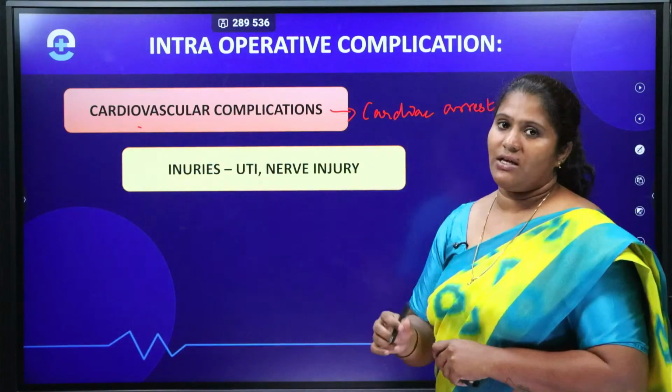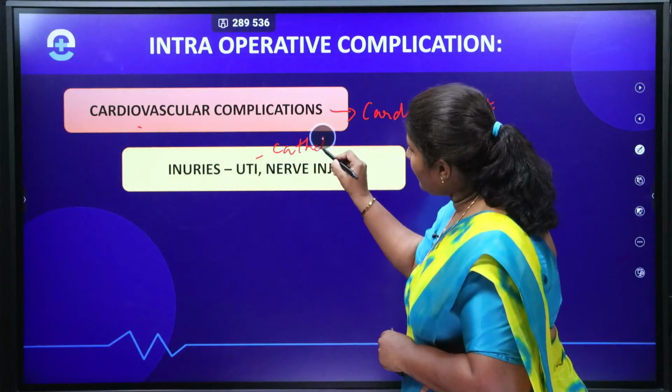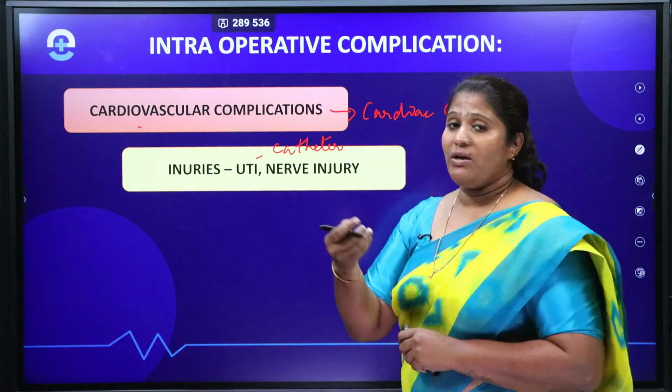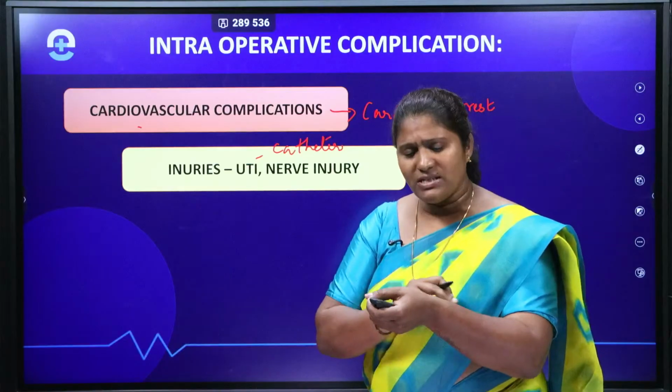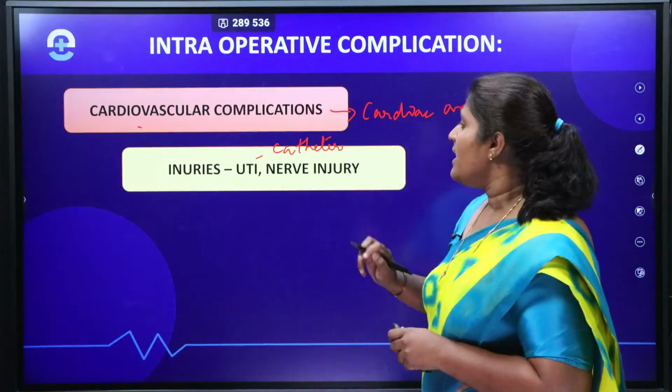Next, injuries. Injuries occur when we are using a catheter. With a urinary catheter, what will happen? A UTI will take place. Nerve injury: we are making an incision, and there are nerves and small blood vessels in our body, so nerve injuries can also take place.